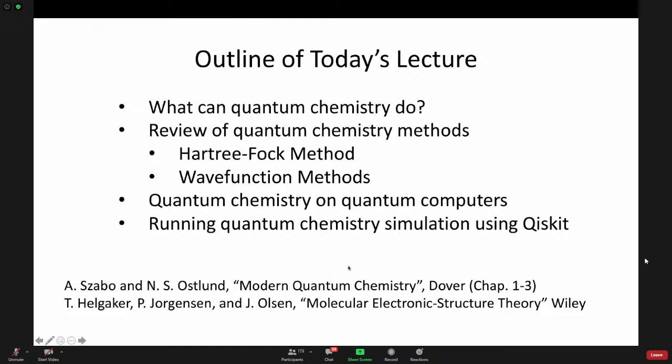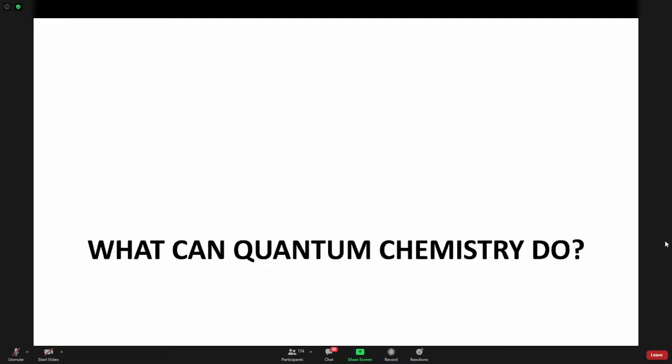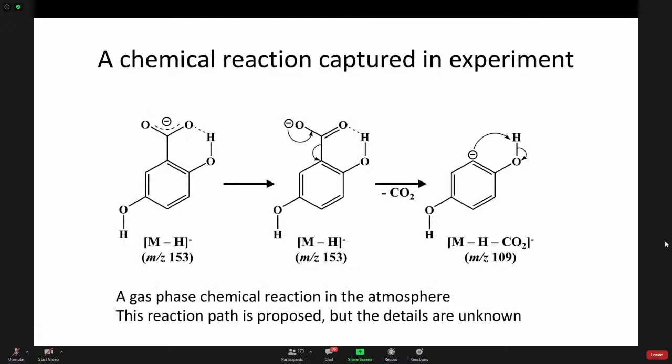And I'm not sure that you're that interested, but these are the textbooks which are quite familiar in our field. Okay. So first of all, I'd like to briefly explain what we can do using quantum chemistry simulation. So this is an example of a chemical reaction captured in an experiment. The experiment is done in the atmosphere gas phase, and they said that the reactant is this, and the product seems to be this.